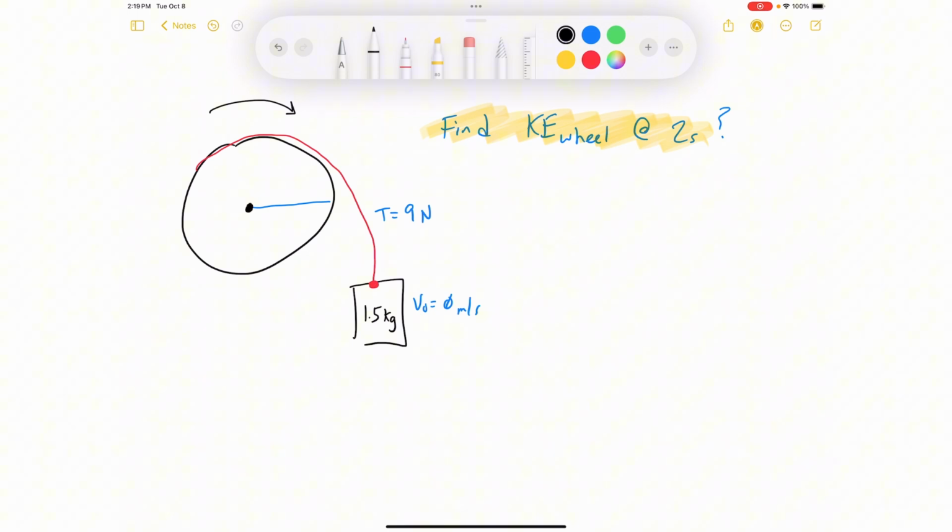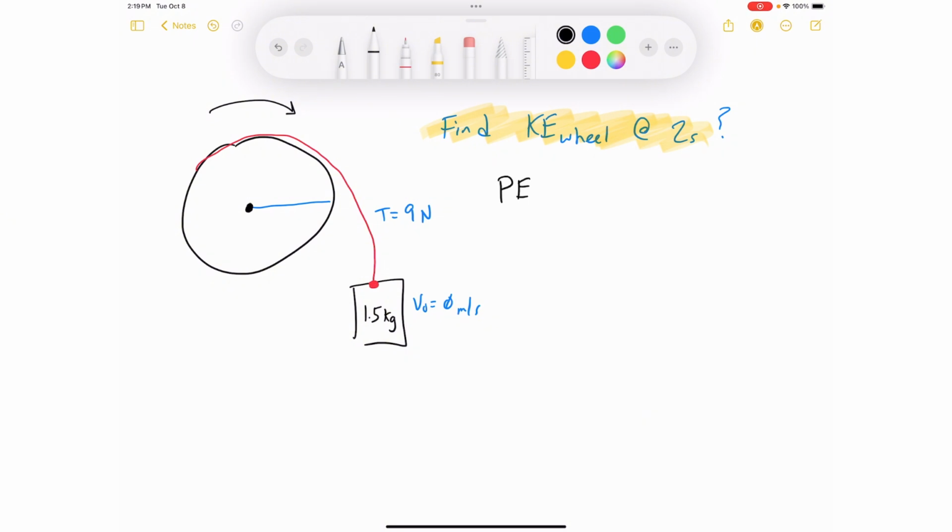So let's think about this from an energy perspective. Initially, nothing is moving, so there's no kinetic energy in the system. But is there potential energy in the system? Does the wheel have potential energy? No, it doesn't, because the wheel doesn't go up or down. But the block does. The block does have potential energy initially.